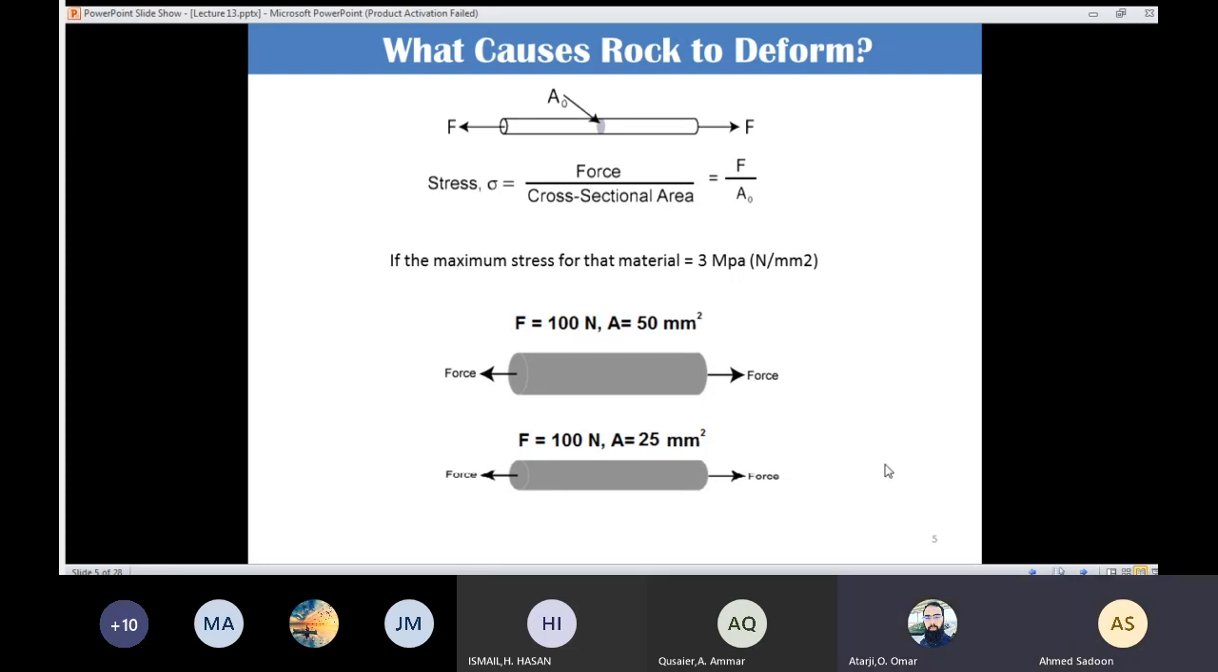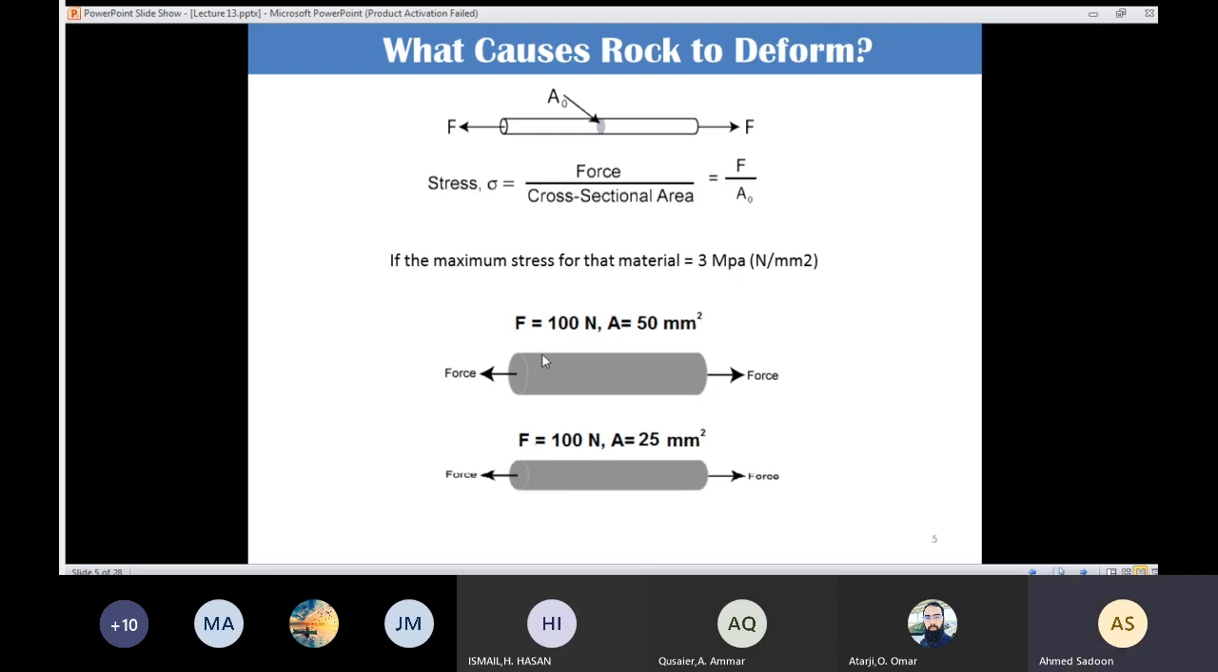Because it's more than 3 megapascal, it's going to be 4. Yes, excellent. If you calculate the stress here, sigma equals F over A. Then it will equal 100 Newton over 25 millimeter square. So the answer will be 4 megapascal. And 4 megapascal is higher than 3 megapascal, which means that rod number 2 is subjected to stress more than it can take. And as a result, failure will take place in rod 2.